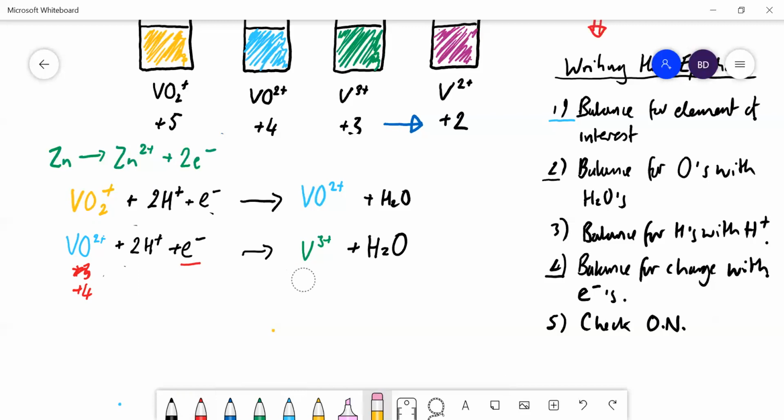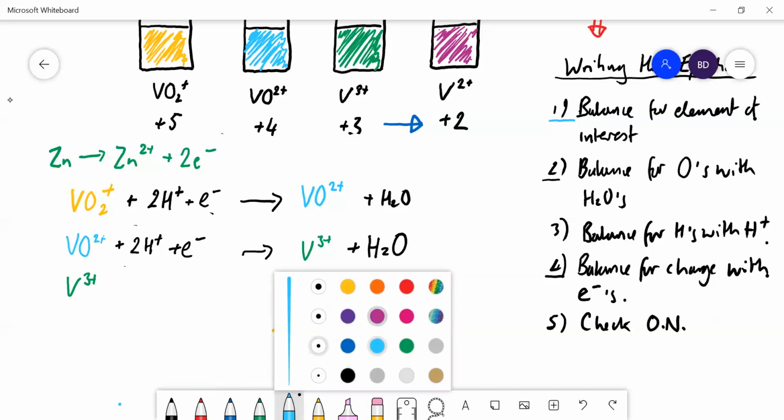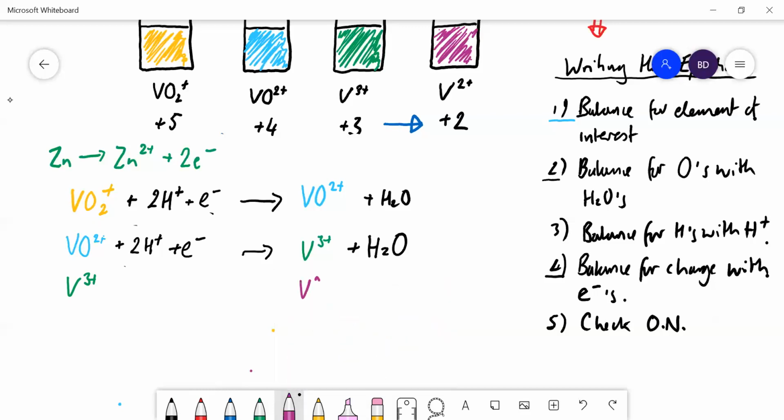The last step then is to reduce it further to V2+. So that's the one where we need to keep oxygen out of the way for it. So we have V3+ there, and that is going to go to V2+.